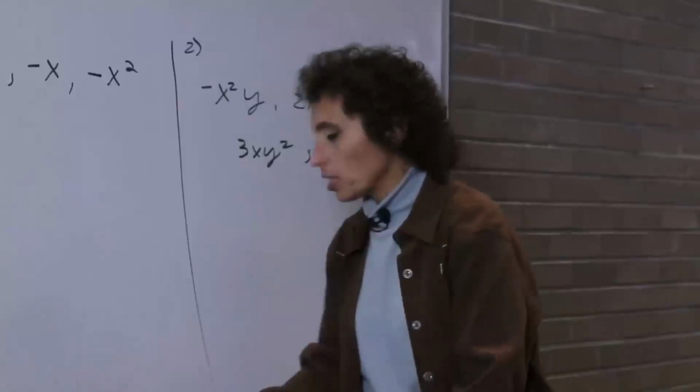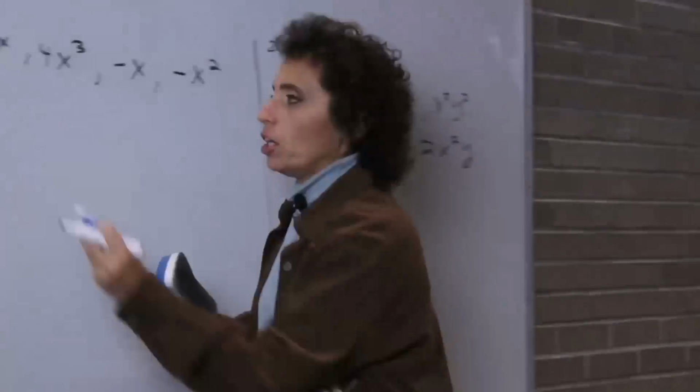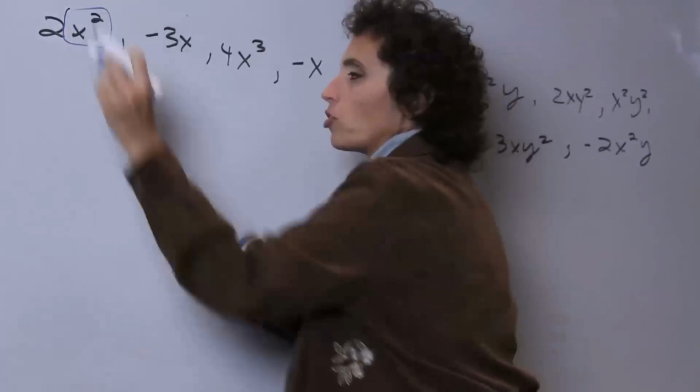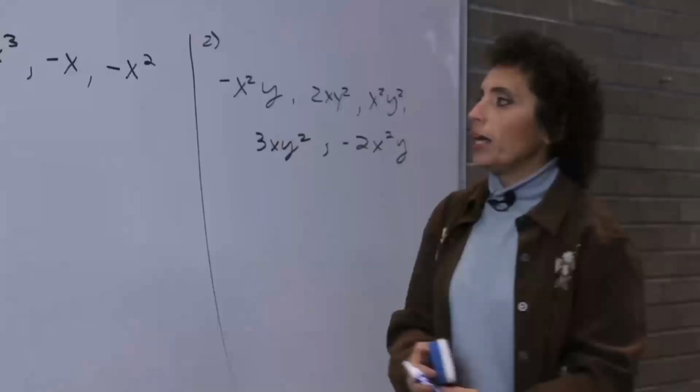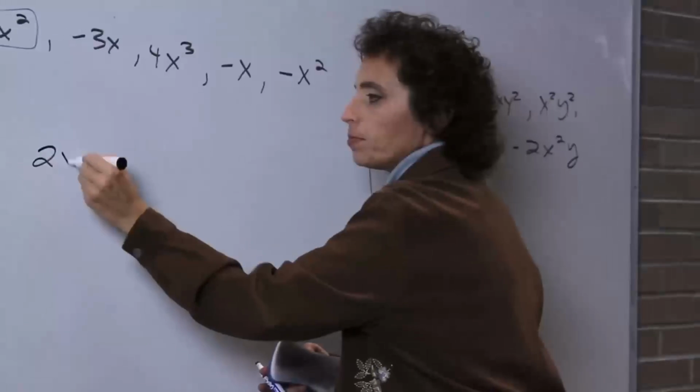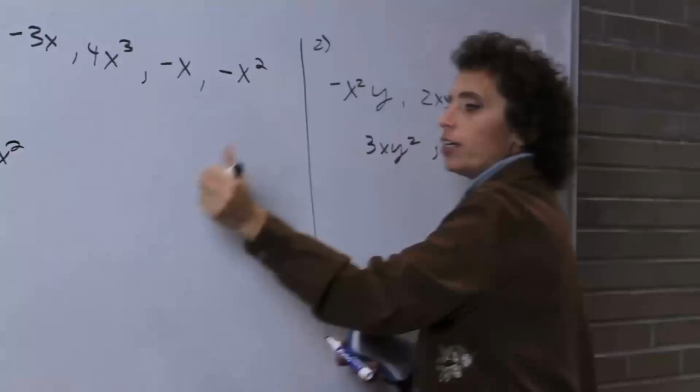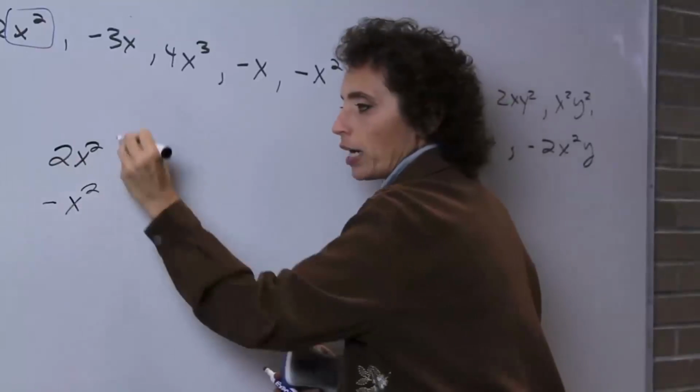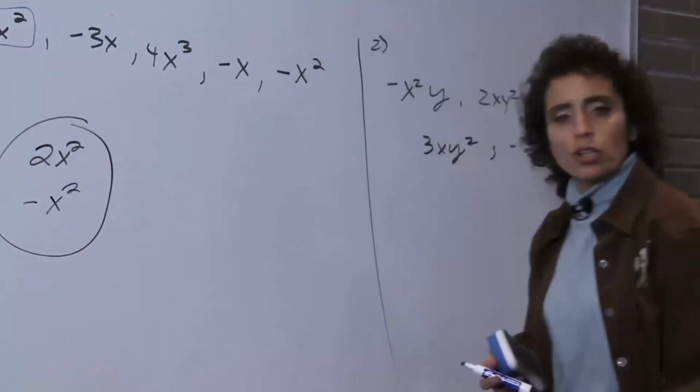Okay, let's take a look at this. We're looking at the variable factors. So if you want to be friends with 2x squared, you have to have an x squared. So 2x squared has a friend right here, negative x squared. We're not combining, we're just grouping. So those are like terms.